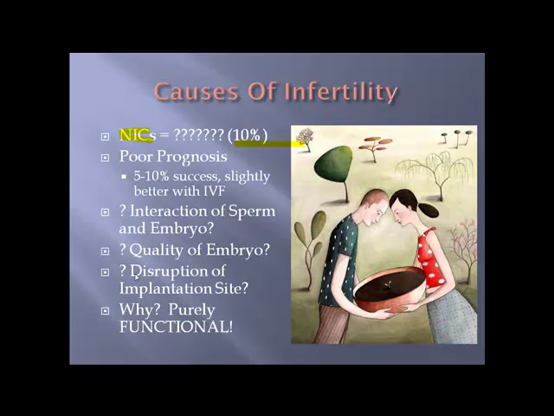So why would that be? They say that there's a very poor prognosis with these folks, and they don't know where it's coming from, but is it something here with the sperm and embryo? Is it the quality of the embryo, the disruption of the implantation site? Is it because they miscarry? Is it because there's never a fertilization? Why? You know, they don't ask that question, so they just say it's a normal infertile couple.